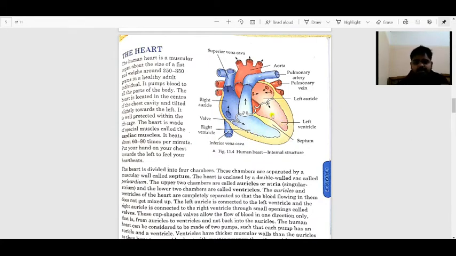Sorry, right ventricle, left ventricle. The upper two chambers are called auricles. The lower chambers are called ventricles, right? And they are connected with the help of a valve, actually, right?